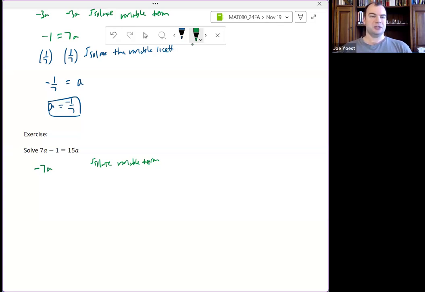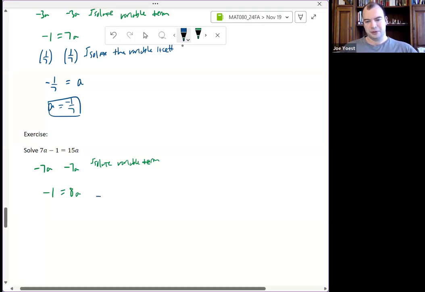I have a positive 7a over here. I add its additive inverse, -7a, to both sides. 7a minus 7a gives me 0, the additive identity, right? And then -1. So the left side just simplifies down to -1. And on the right side, 15a minus 7a, that's going to give me 8a. Now I have 8a equals -1.